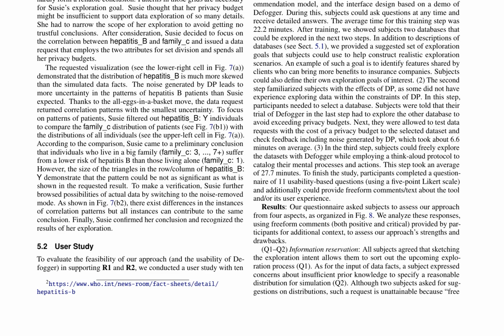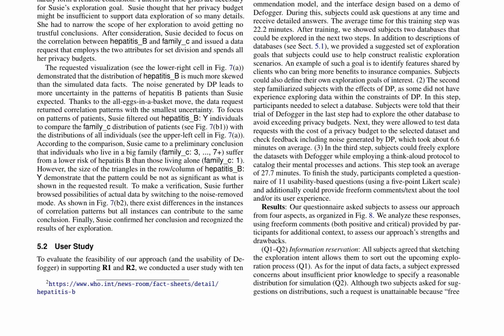Key findings from the study include: the Defogger system can effectively facilitate exploratory data analysis in the context of DP. The system's uncertainty illustration view helps users understand the effect of noise on statistical results. The attribute groups for set division and privacy budget recommendations facilitate the data request process.